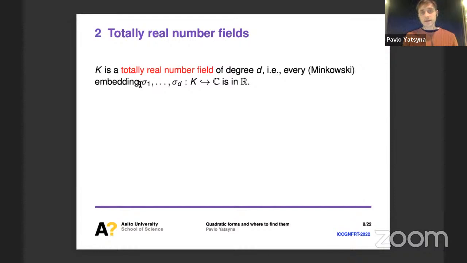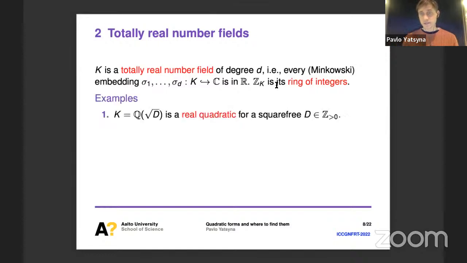By that, I mean that every embedding of our number field is actually an embedding into R. By Z_K, I'm going to denote its ring of integers. And so the two prominent examples of these number fields are real quadratics, so Q adjoin square root of D, some square root of a positive integer D, or the totally real maximal subfield of cyclotomics. This is also a really good example for us to study generally.